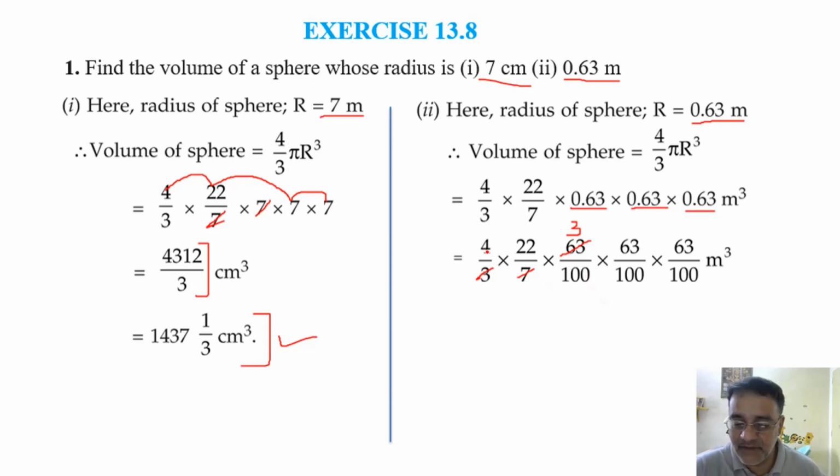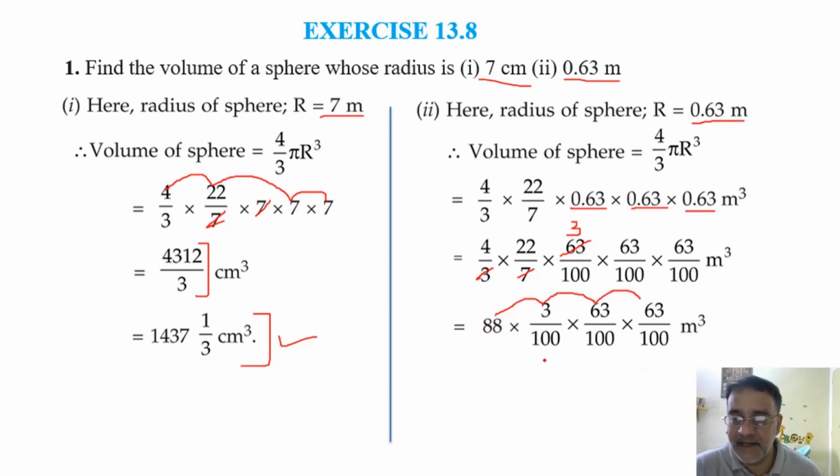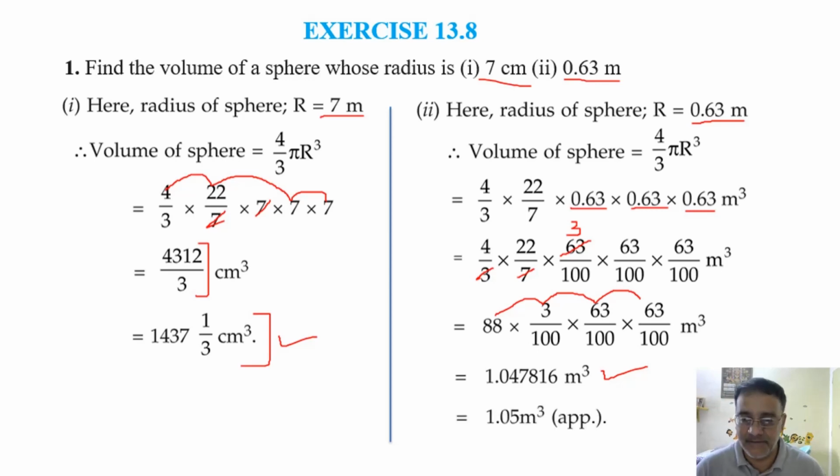So what are we going to get? 88 into 3 by 100 into 63 by 100 into 63 by 100. Now if you multiply all this and divide by the 6 zeros here, 10 lakhs, then you will get 1.047816 meter cube, and approximately the answer is given as 1.05 meter cube. Okay, any doubt in this question? No, sir.